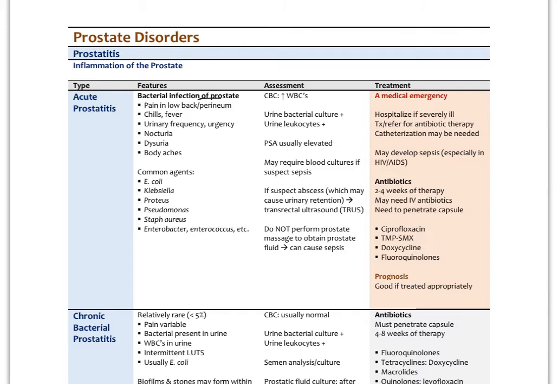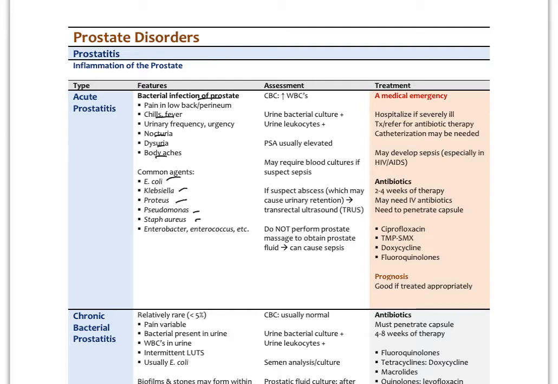Patients will present looking like they have an infection. So they have pain in the low back, perineum, chills, fever, urinary frequency and urgency, nocturia, dysuria, body aches. And this is commonly caused by E. coli. That's the most common cause of urinary tract infections in females, and this comes from the gut. Klebsiella, Proteus, Pseudomonas, Staph aureus, Enterobacter, etc. These are all common agents causing bacterial prostatitis.